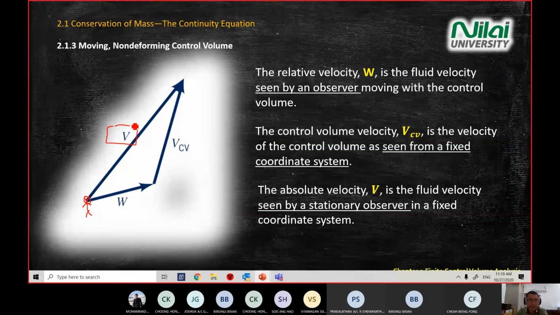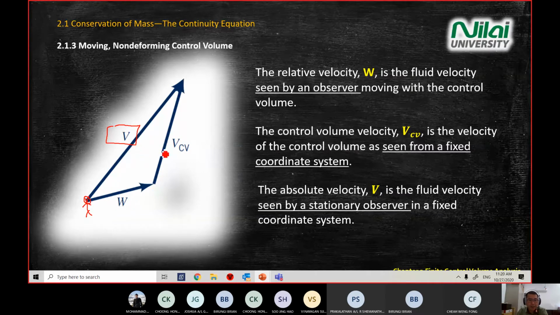Okay, write somewhere these three terms here. V is absolute velocity. W is relative velocity. And the difference between W and V, we call it control volume velocity. So in the vector form, you start with W, continue with V_CV, then your V is a resultant of your vector.